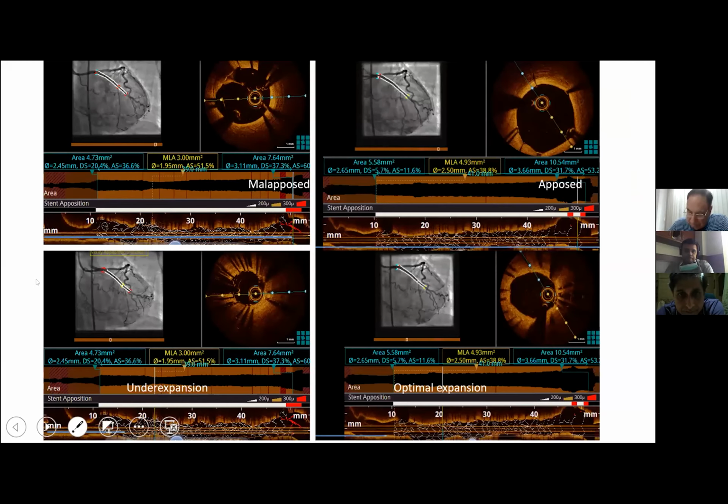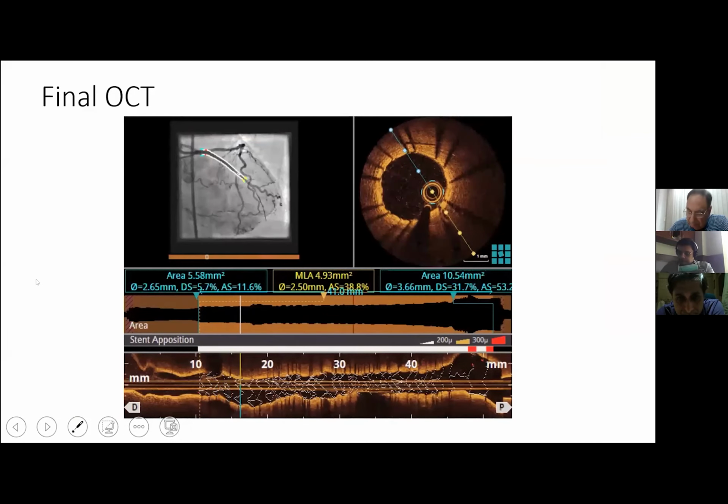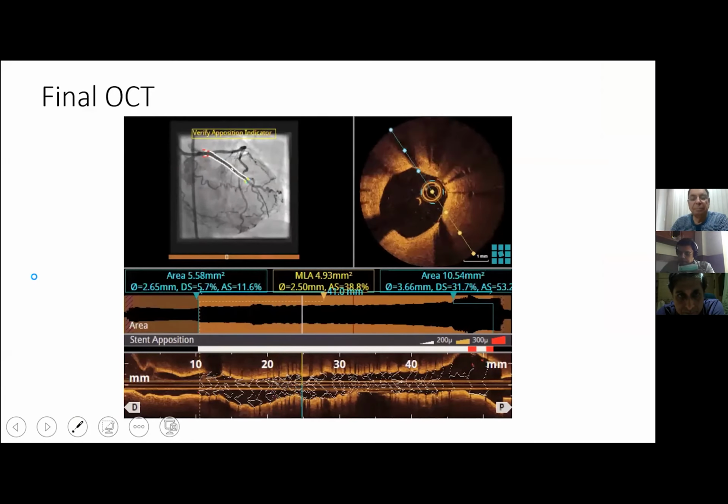After addressing those areas of underexpansion and malapposition with an additional post-dilatation, we are able to correct it. If you look here, with the distal reference, which is 5.58, we got somewhere around 5, which, if you apply the Illumen 3 criteria, is more than 90% expansion, and malapposition was also similarly addressed. Finally, it came out as a well-apposed stent with a good luminal area, and the second stent is almost touching the first stent with no growth in between.